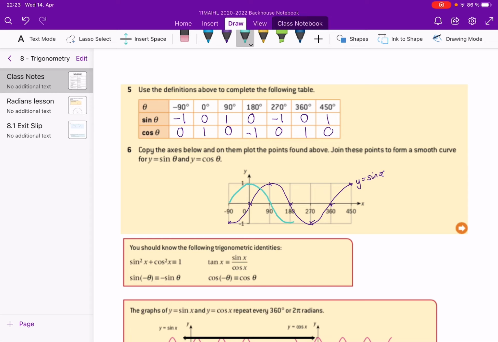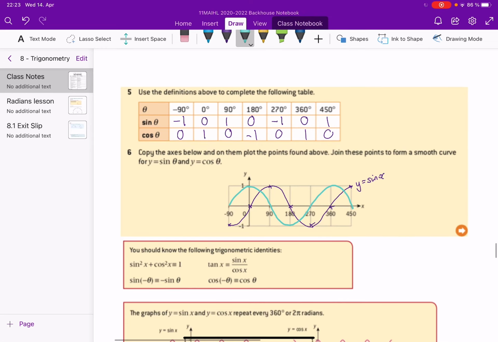Okay, and you can see that the cosine curve is actually the same as the sine curve. It's just translated 90 degrees to the left. So that is y equals cos x. Okay, so two curves, sine x, cos x, they look very similar to one another. Of course, plot them in the function app and make sure that they're looking the same.